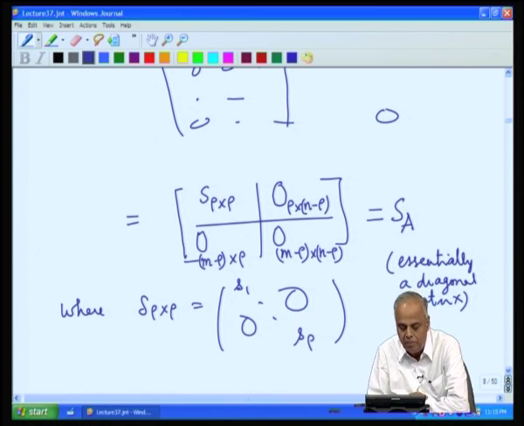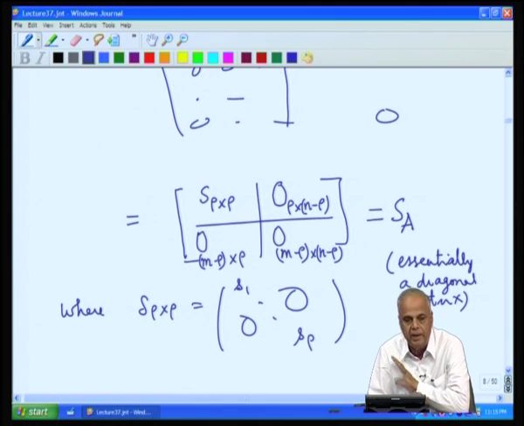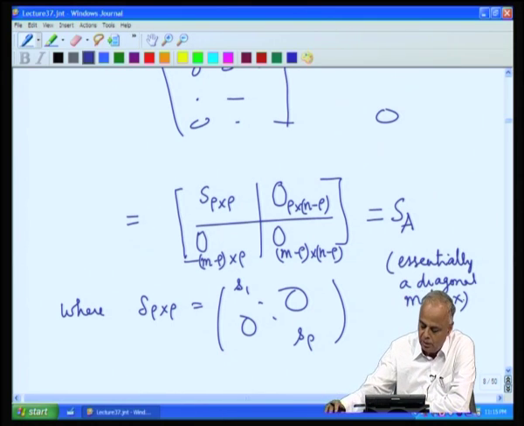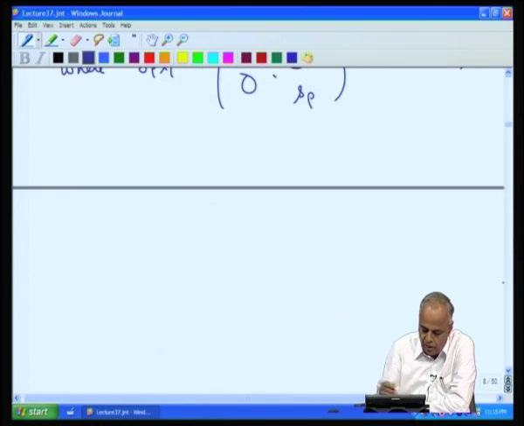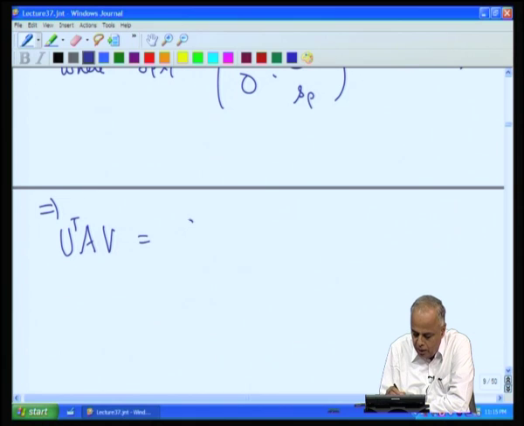Only the significant, non-zero part is a diagonal block, the leading diagonal block, and the diagonal entries are all the singular values of A. Therefore, we have U transpose A V equal to S A.